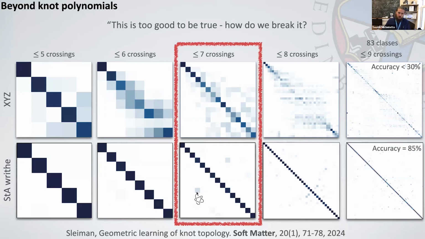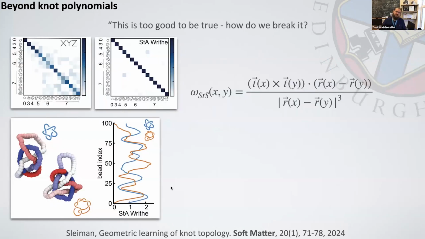And so we looked more in detail at these knots here. I think it was 5.1 and 7.2. And so we started to see that the STA is quite similar for these two knots.